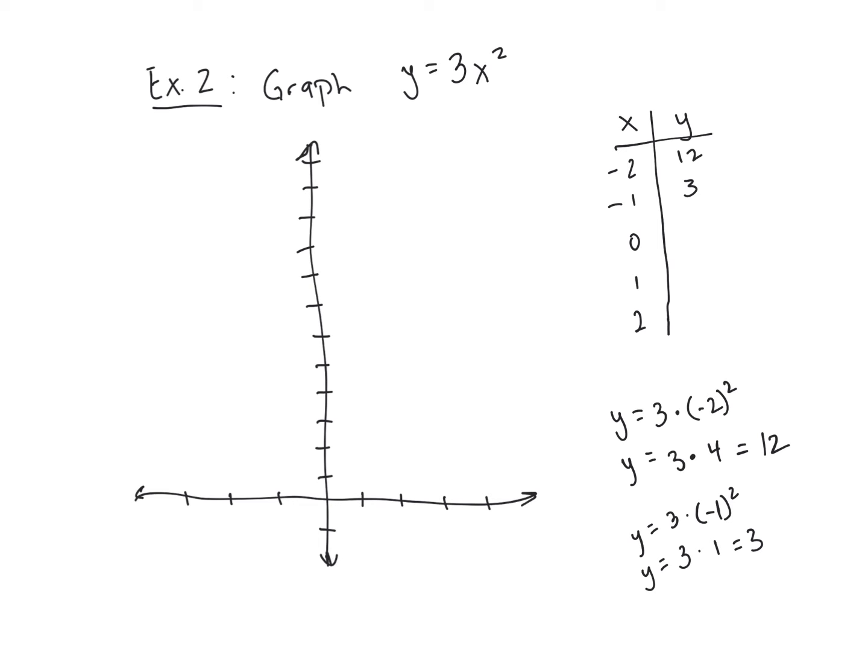Then same thing here, 0, so 3 times 0 squared. 3 times 0 is 0, because 0 squared is just 0. Again, if I do it again for 1, it would be 3 times 1 squared. 1 squared is 1. 3 times 1 is 3.